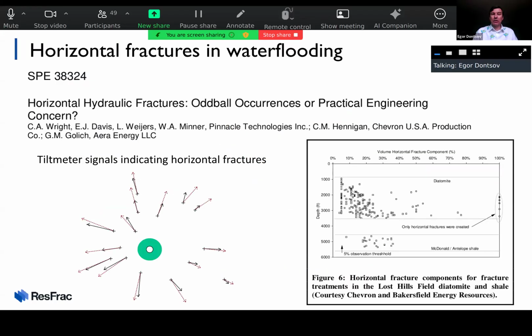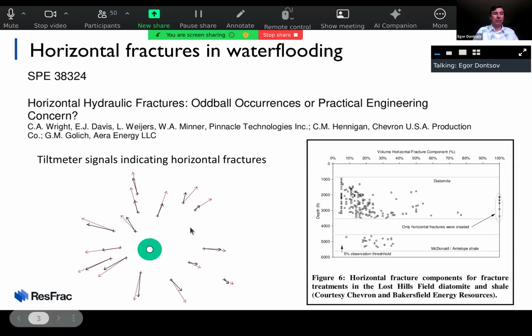One of the first mentions of horizontal fractures was during water flooding in California. It was done by Chris Wright, the first author, who is at DOE right now. They used tiltmeters at the surface. Tiltmeters measure the inclination angle of a surface with very, very high precision, like nanoradians. You inject water into the ground, so you have deformation of the surface, and you measure it. Those are the signals that they observe sometimes.